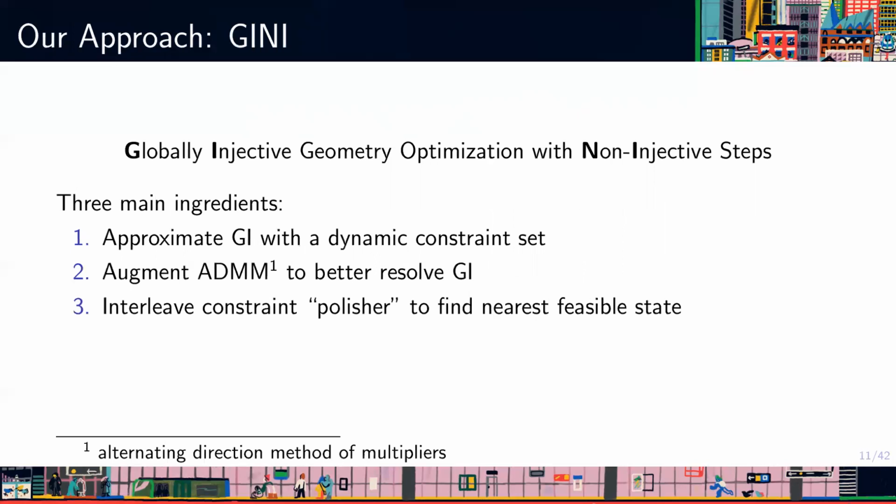This exploration resulted in our method, globally injective geometry optimization with non-injective steps, which we call GINI for short. It's comprised of three main parts. One is that we approximate global injectivity with a set of local constraint approximations that change throughout the solve. Two is that we augment the alternating direction method of multipliers to more aggressively resolve constraints. Last, we interleave a secondary solver called the constraint polisher that takes the output of ADMM to a feasible state, accounting for the nonlinearities of global injectivity.